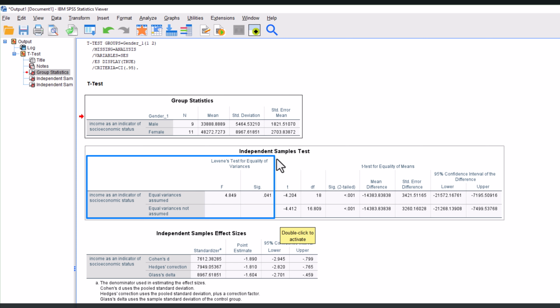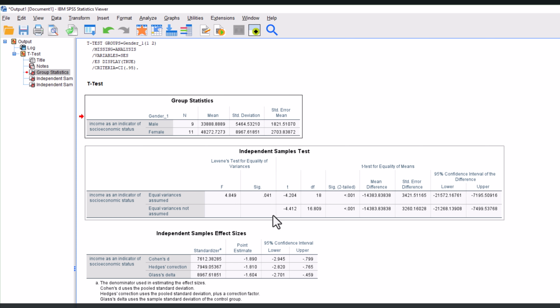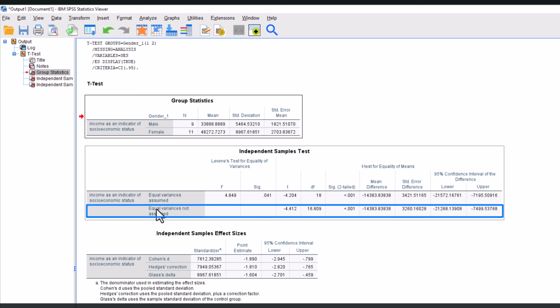Under the section of Levene's test for equality of variance, if the significance value of Levene's test is greater than 0.05, then the assumption for equality of variance is assumed, and the reading will be taken from the row equal variance assumed. However, if the significance value for Levene's test is less than 0.05, the assumption for equality of variance is violated, and the reading will be taken from the row where it says equal variance not assumed.